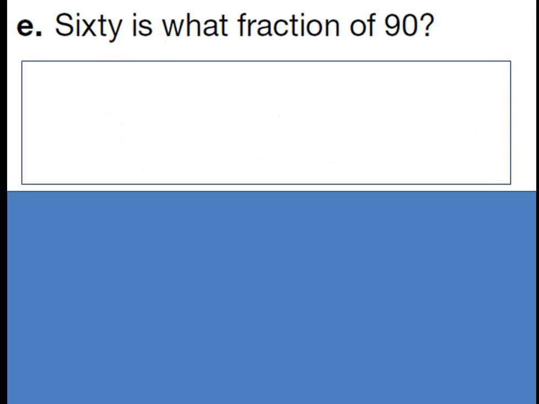Let's try one more. 60 is what fraction of 90? See if you can do this one, please. Please work it, and then pause the video and turn it back on.